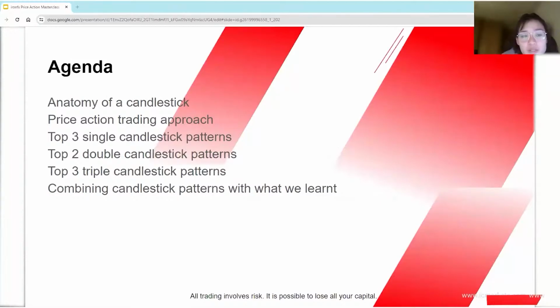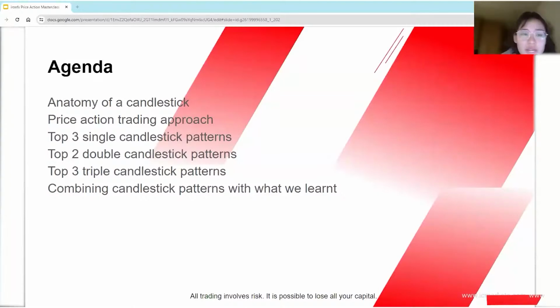We're going to start off by talking about the anatomy of a candlestick, some price action trading approaches, and then we'll look at the different candlestick patterns. And then lastly, we'll combine candlestick patterns with what we already know, such as your support and resistance, your Ichimoku, and some other indicators as well. If you guys have any questions throughout the webinar, feel free to let me know in the chat, and I'll try my best to answer all of them.